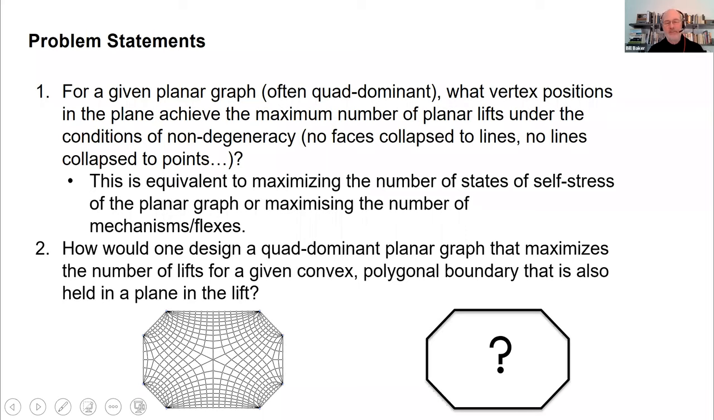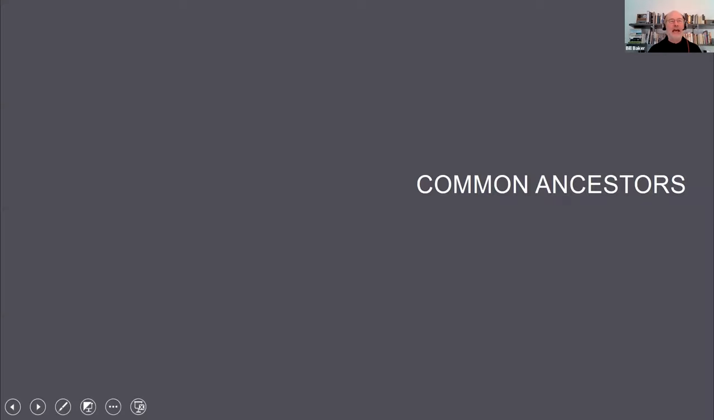The second question is, let's say you're not given a topology, but you're just given a boundary. How would one design a quad dominant planar graph that maximizes the number of lifts for a given convex polygonal boundary that is also held in a plane in the lift? So that octagonal polygon at the bottom is held planar, and you want to create a graph inside that boundary that has mainly quad panels, but you want to have a lot of lifts available. If you could park that in your thoughts as I go through the rest of this, we'll come back to the question at the end.